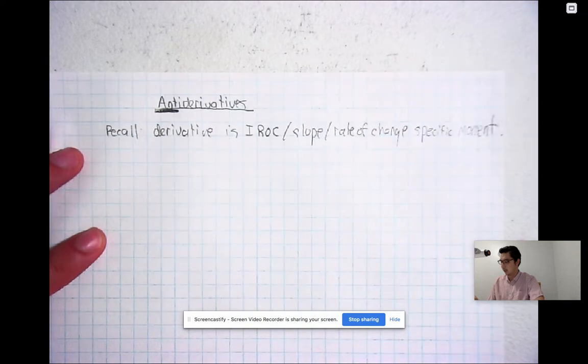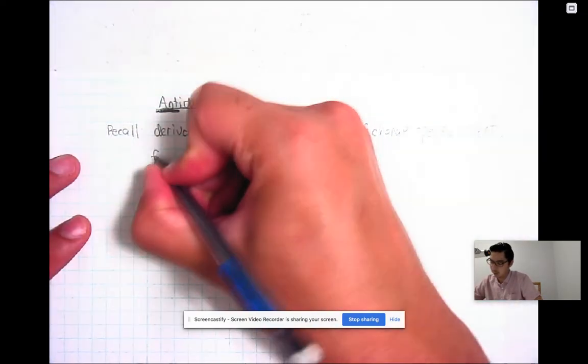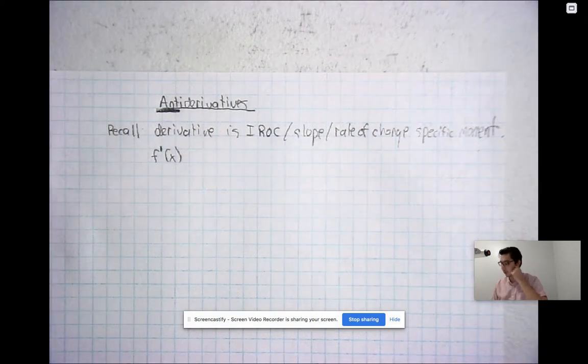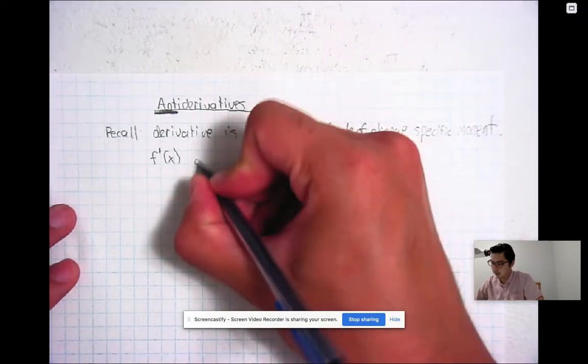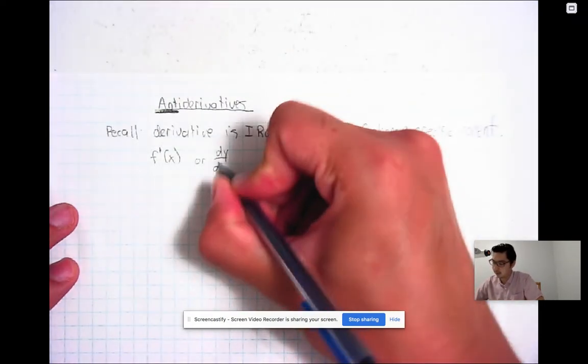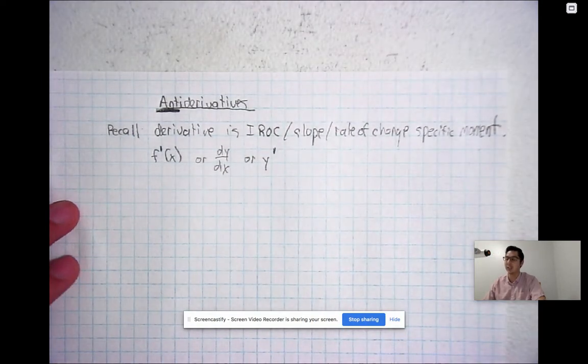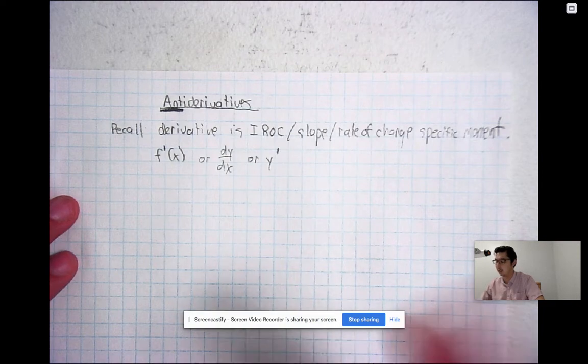Okay. And we usually denote it as f prime of x. For a function f of x, the derivative will be f prime of x. Or we might denote it as dy dx or y prime. All different ways of writing the derivative. And you can keep taking derivatives to analyze the rate of that and so forth.